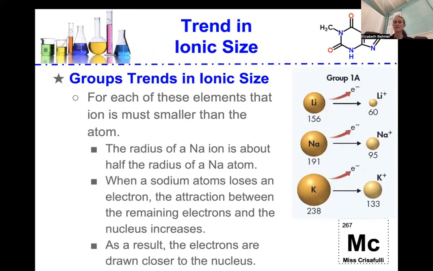So for each of these elements, that ion is much smaller than the atom. The radius of the sodium ion is about half the radius of a sodium atom, for example, because the sodium is losing electrons, so it becomes smaller. When a sodium atom loses an electron, the attraction between the remaining electrons and the nucleus will increase, and as a result, the electrons are drawn closer to the nucleus.